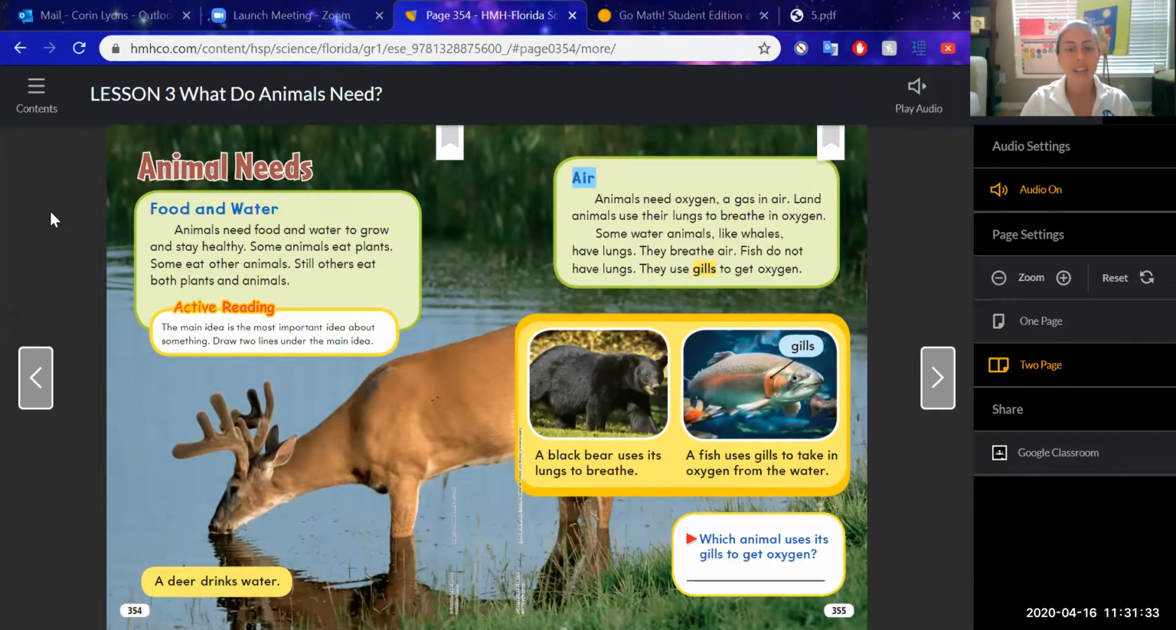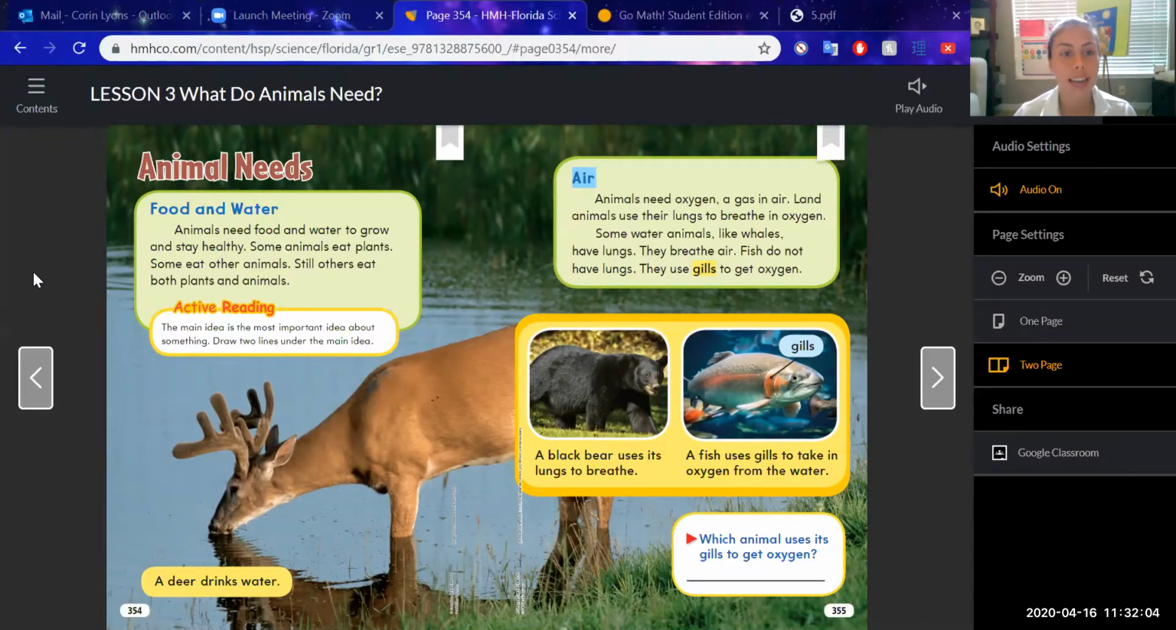All right. So if you've been doing science for us this week, you noticed that we've been learning about animals. So today we're going to read through a little bit about different needs that animals have. So first I want you to look around the page and I want you to tell me, what do you see on the screen? Yeah, you might see a fish, you might see a bear, and you might see a reindeer. And you notice these are all different types of animals.